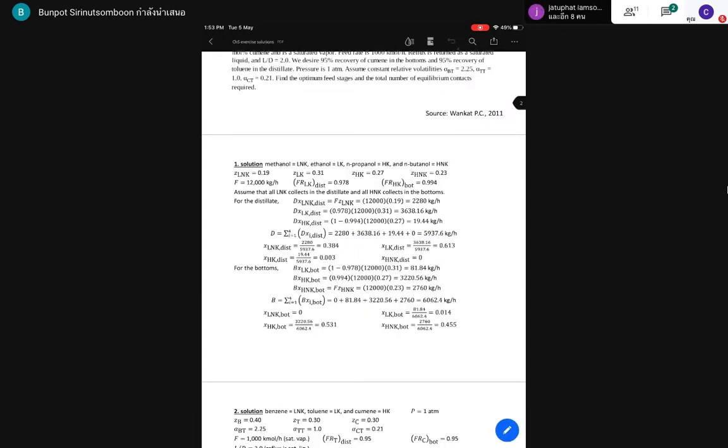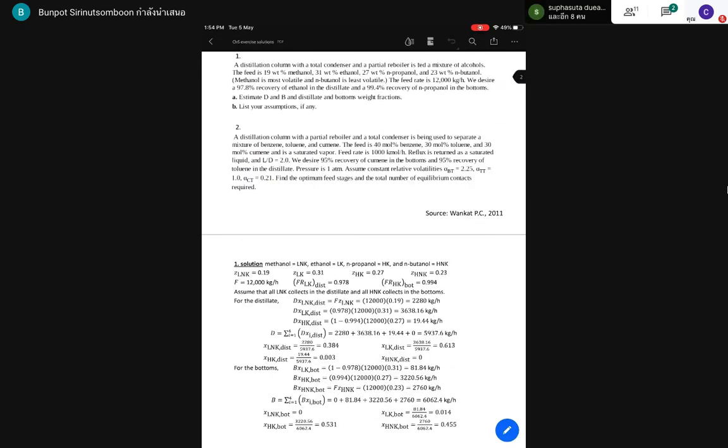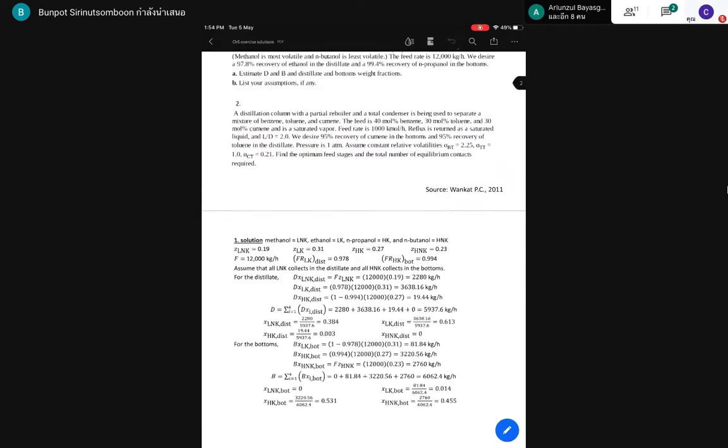So let me go over the exercise quickly. In these two problems, the first question just asks you to find the compositions in the distillate and in the bottom. For this one you can use the overall balance equation, assuming complete splitting, that all the light non-keys go to the distillate and all the heavy non-keys go to the bottoms, and do the balance, and then this is what you get.